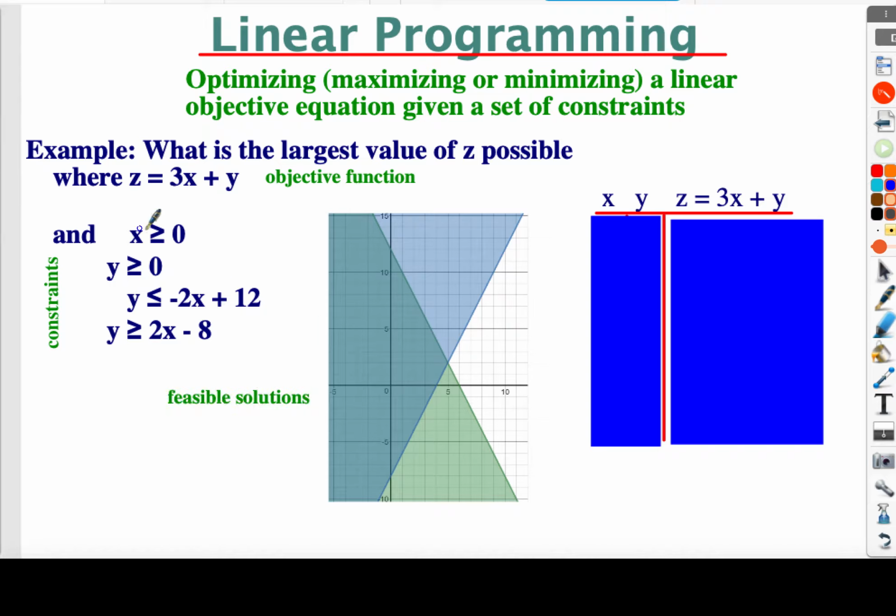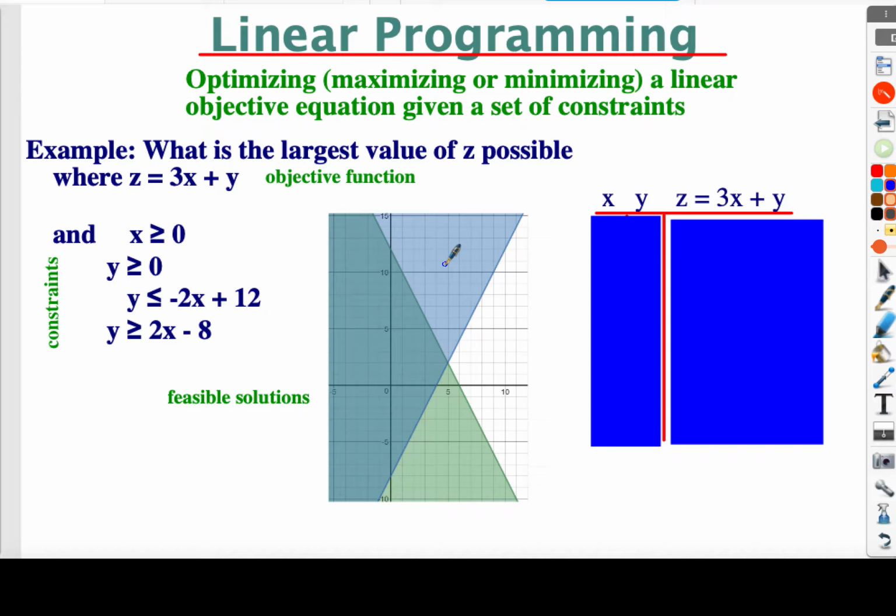region. If we think x is greater than 0, we're going to be to the right side of the y-axis. Y is greater than 0, we're above the x-axis, so we're up in quadrant 1 here. Y is less than or equal to negative 2x plus 12. Well, that means that we're less than this slanted line here, this green line. So now we're down sort of in this triangle. And then y is greater than or equal to 2x minus 8. We're greater than the blue line. So notice we're shaded above the blue line.